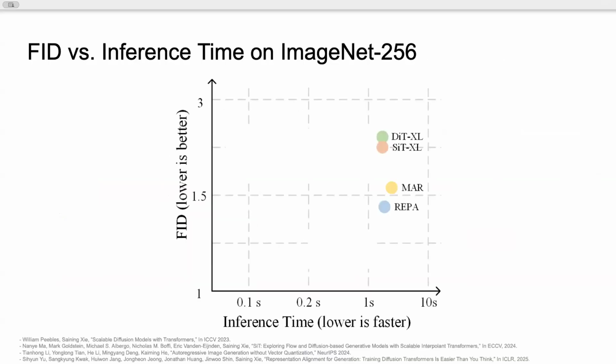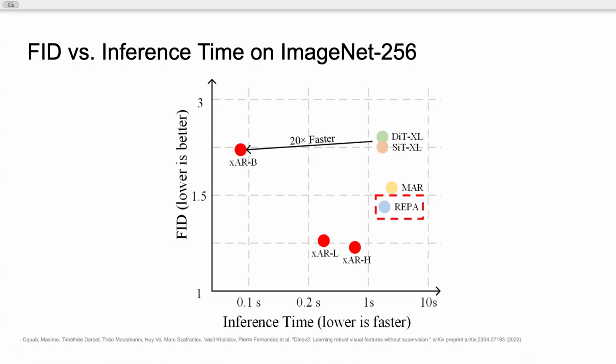On the ImageNet 256 benchmark, our heavy variants XAR-L and XAR-H outperform previous methods like diffusion transformers. Our lightweight model variant XAR-B performs slightly better than diffusion transformer, but runs 20 times faster. And notably, we do not need to use any vision foundation model like DINOv2 as used in REPA.